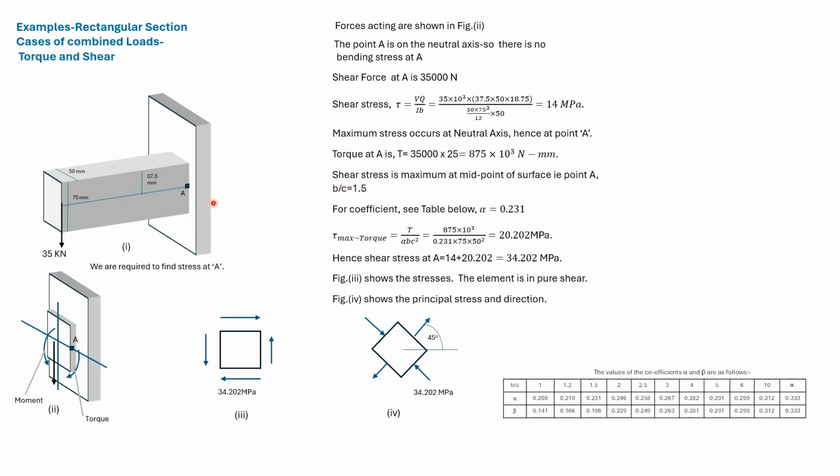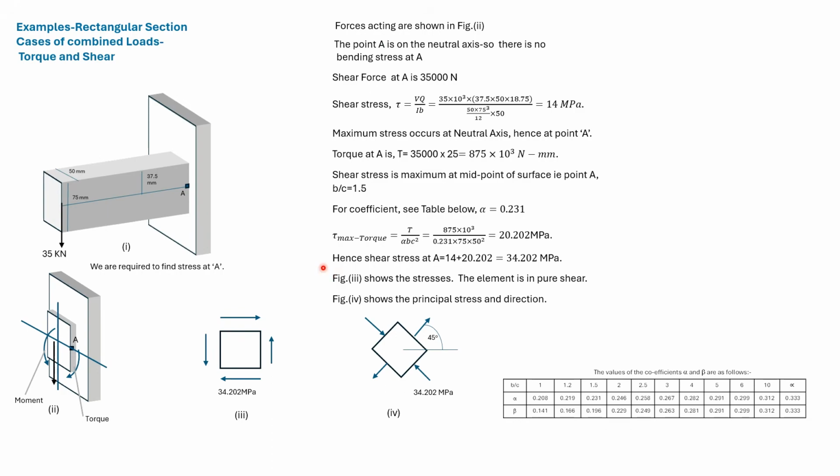To start with, we find P by C, which is 1.5. Now for 1.5, alpha is 0.231. So we substitute the torque and alpha in this equation as well as B and C, to get the maximum shear stress, which is also the shear stress at A.